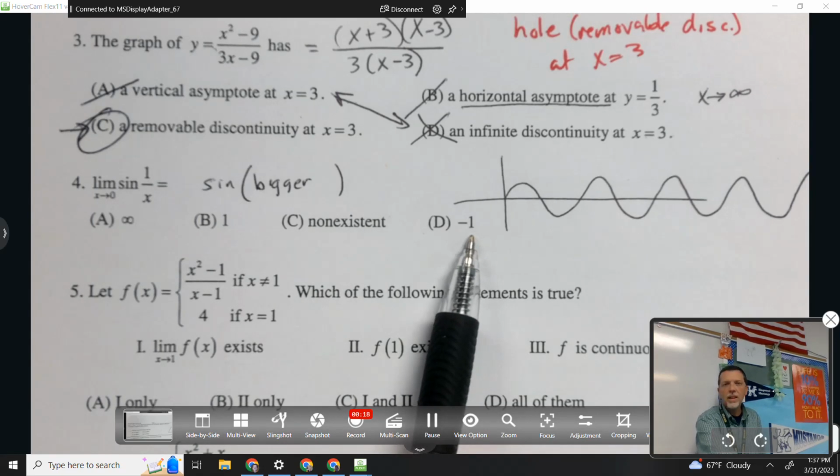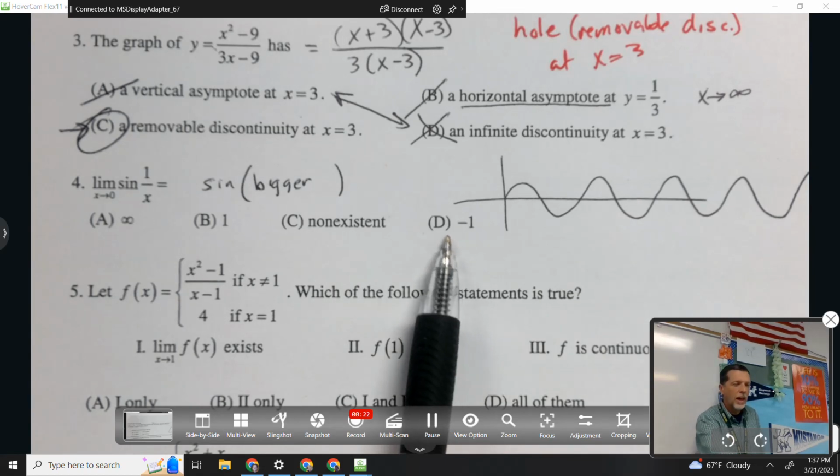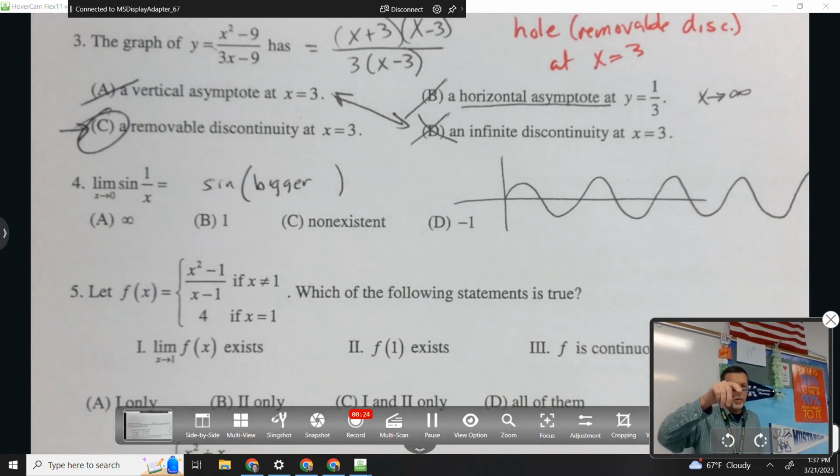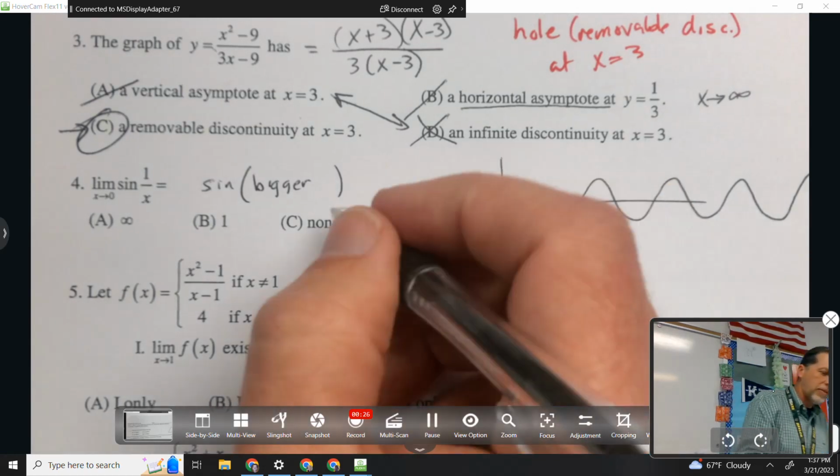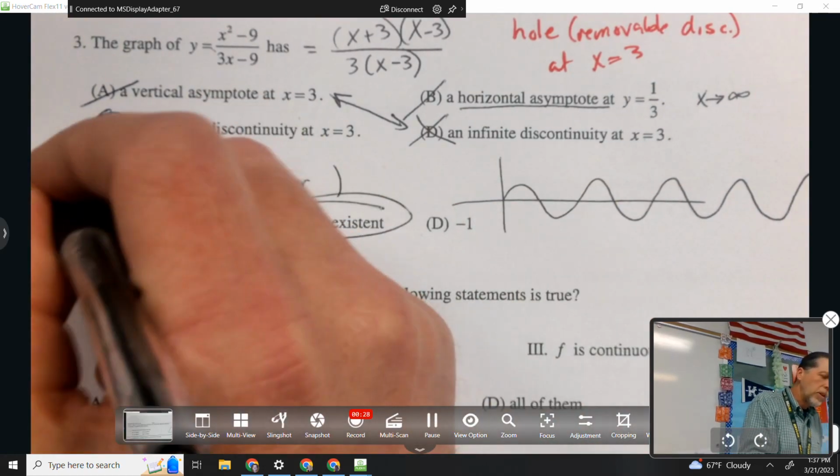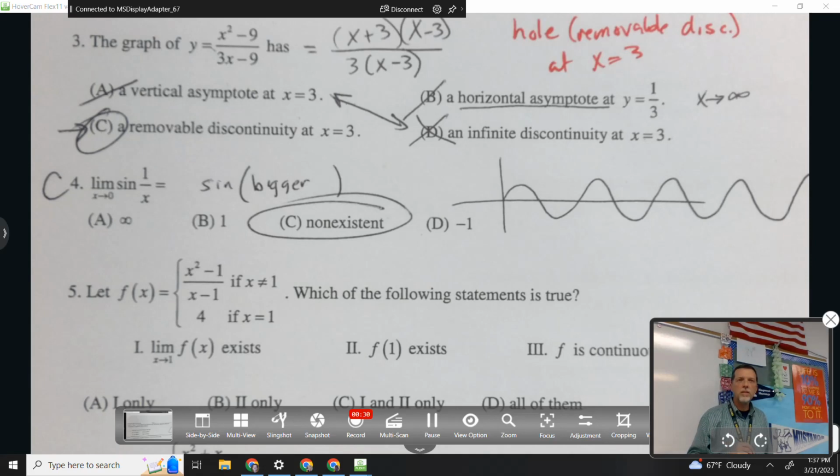It's not approaching anything. The y value isn't approaching anything. X is getting bigger and bigger, but as it gets bigger and bigger, it's just oscillating back and forth. So there is no limit on that one.